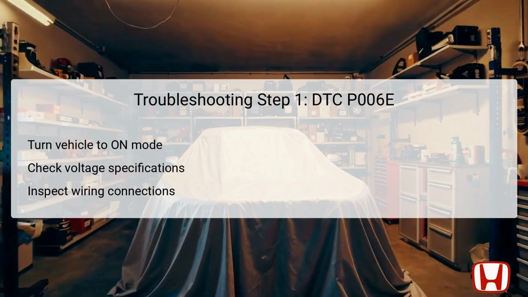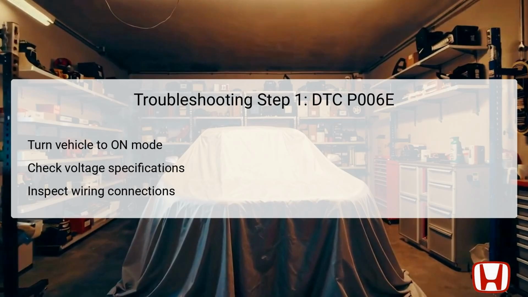The first troubleshooting step for DTC P006E is to start the vehicle in the on mode without turning the engine on. This allows the PCM to run diagnostic checks and provide real-time data regarding the turbocharger circuit. Verify that the voltage readings meet specification.